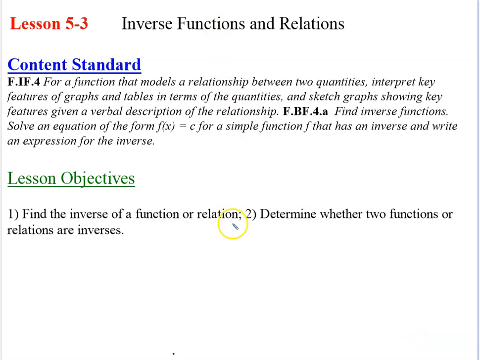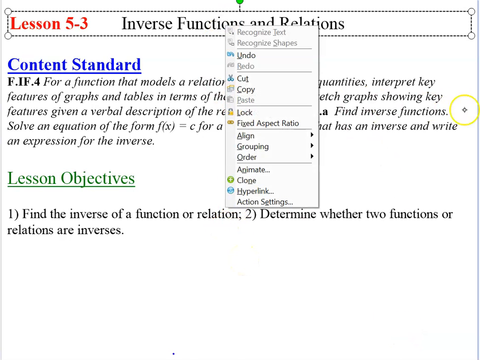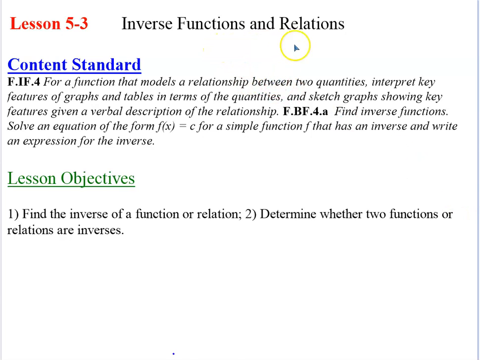Okay, so for today, as you can see, we're in lesson 5.3, and we're going to be talking about inverse functions and relations. We've used the word inverse in the past, for example, when we've talked about the inverse of a fraction. The inverse of 3/5, for example, is 5/3. So what happened there is we took the original fraction and we basically flipped it over, or you could think of that as we switched places with the numerator and the denominator.